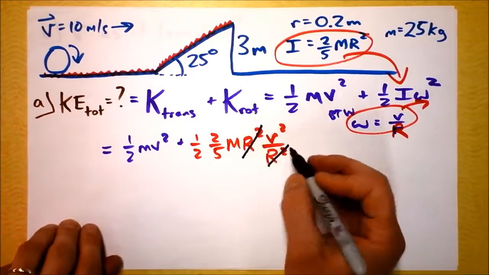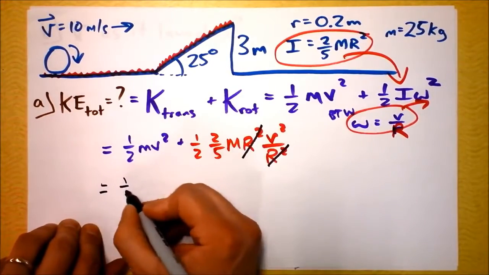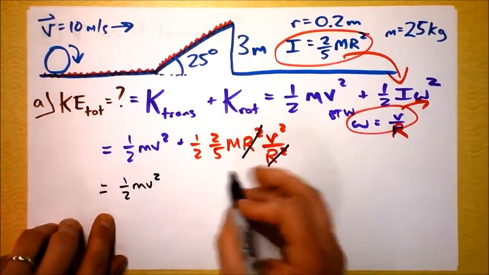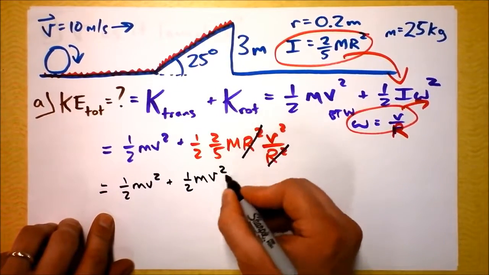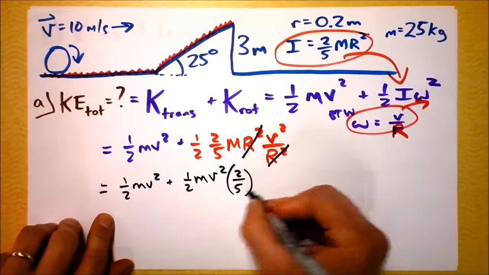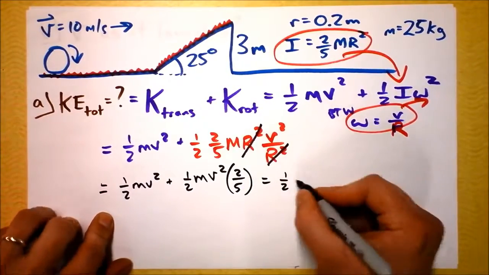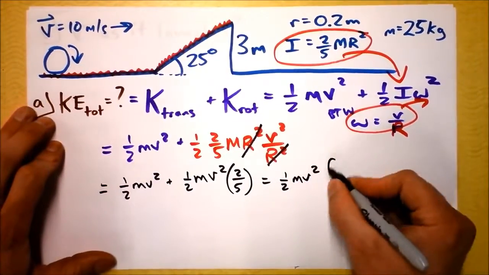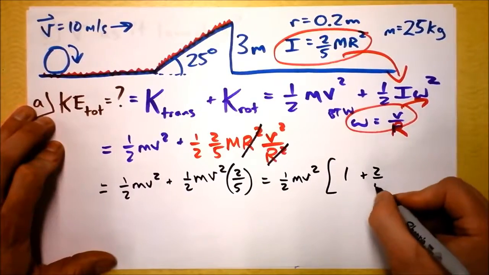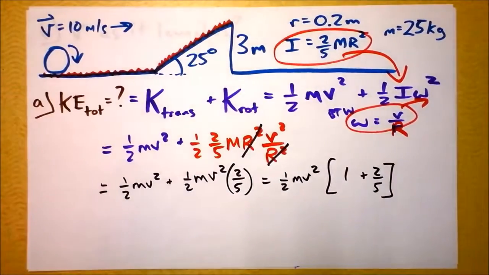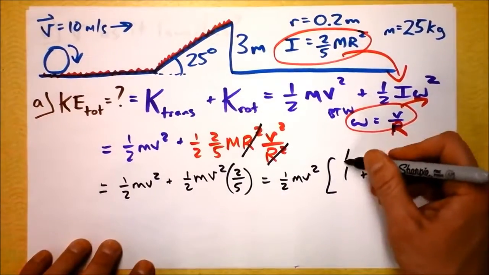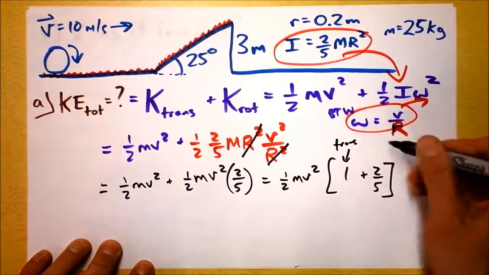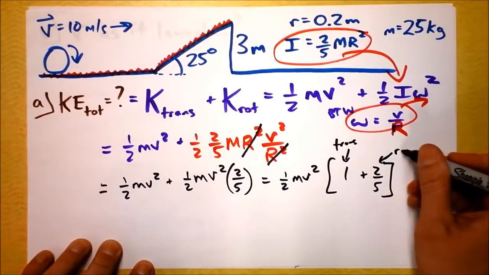So, this is so cool. Look, it says 1/2 mv squared plus 1/2 mv squared multiplied by 2/5. That's pretty awesome. What if I just factor out the 1/2 mv squared and say 1 plus 2/5? This is a form that my students in class have seen pretty often, and it helps you to find out the fraction of the energy that is translational and the fraction of the energy that is rotational.